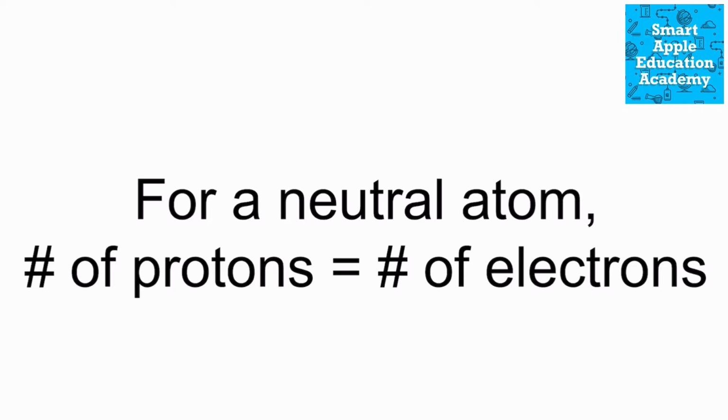Okay, so for a neutral atom, the number of protons is equivalent to the number of electrons. So suppose that there are 3 protons for an element, then there are also 3 electrons for that element. And if you're trying to remember what electrons are, they are the particles that are negatively charged.